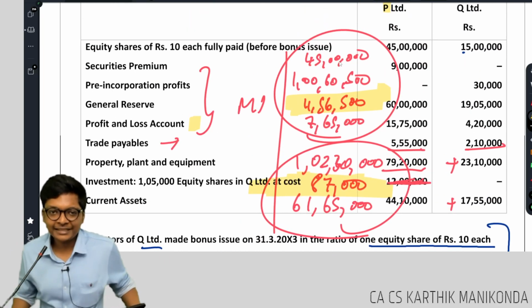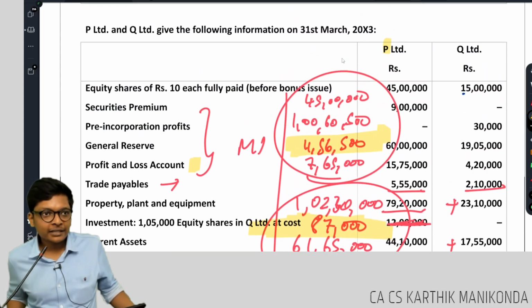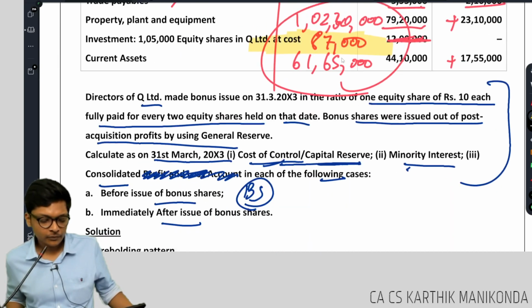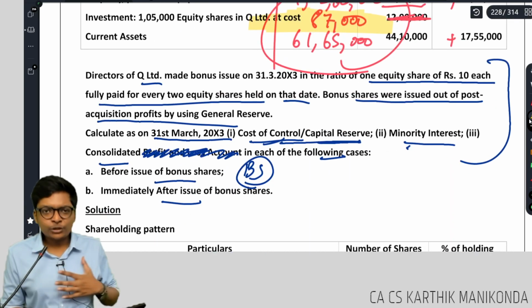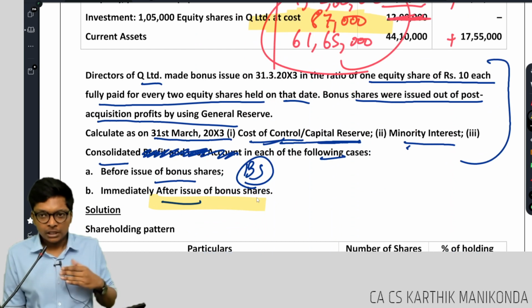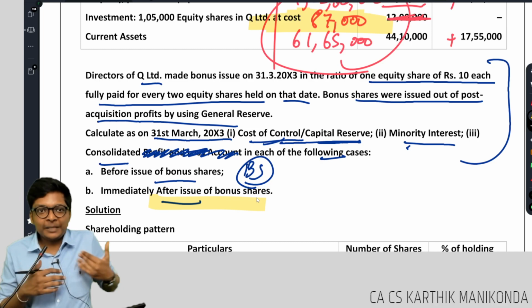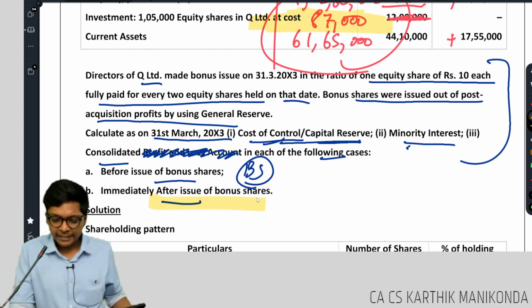Any doubts in this, guys? Fine. Minority interest? Yes, follow. Actually, immediately after bonus it is only 2 minutes of extra work. If you learn the concept, it's only 2 minutes extra. But since you are doing it the first time, let's do the whole thing again.